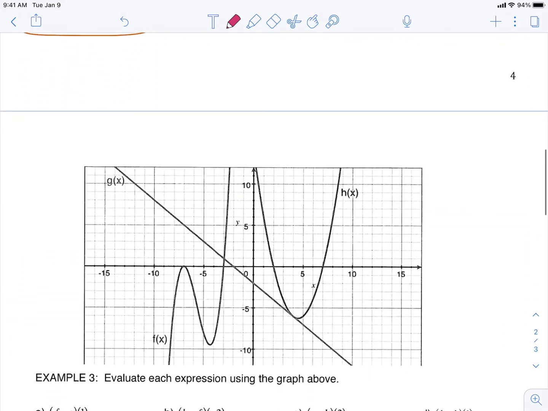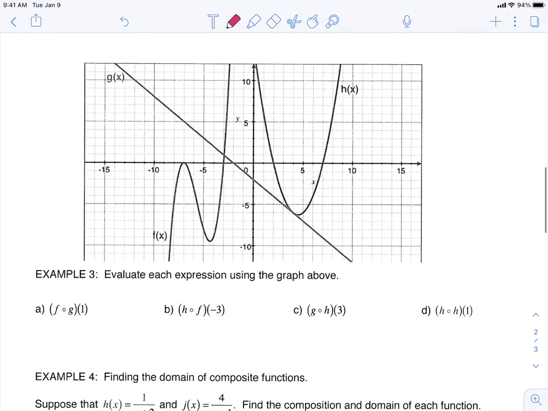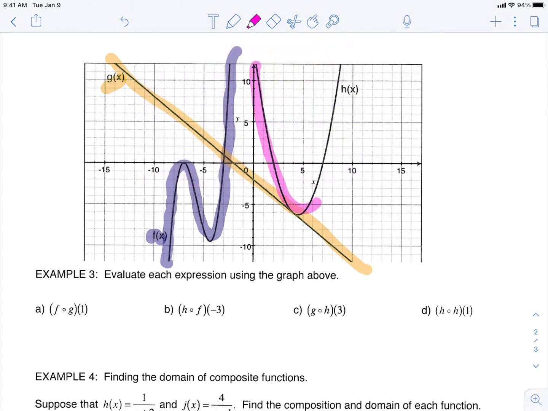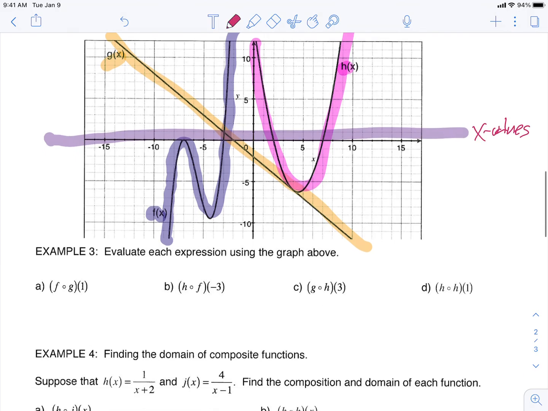Now this works the same way on graphing. So we have 3 distinct graphs here. We have f of x, we have g of x, and we have h of x. Okay, and again, along the x-axis, these are the x values that we're going to be looking to evaluate.